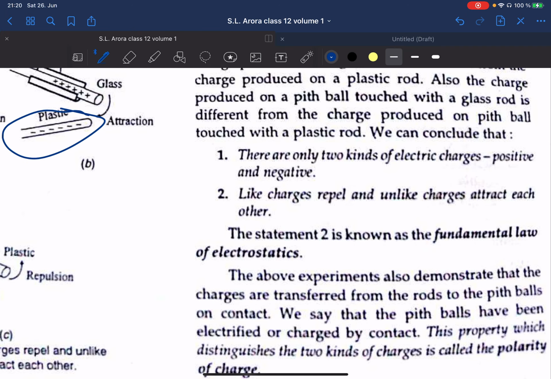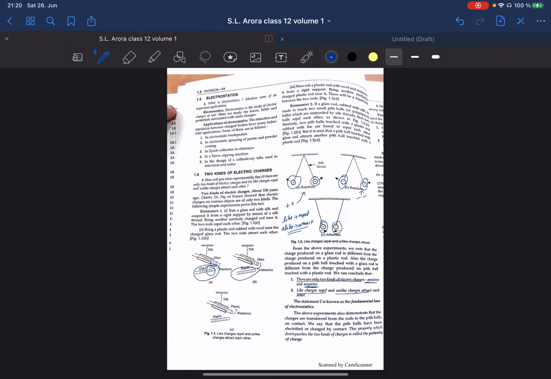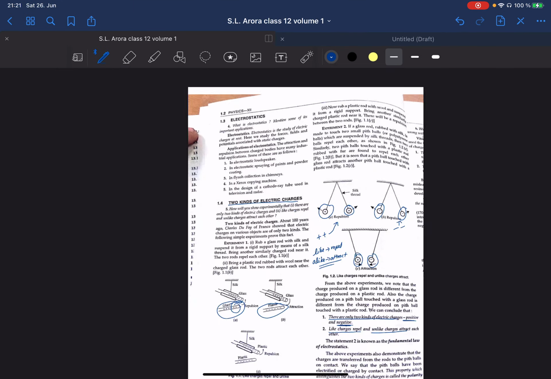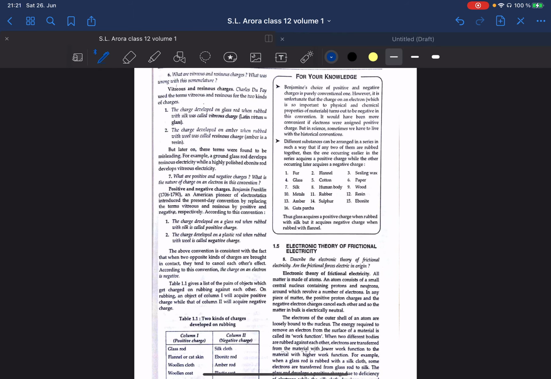So there are only two kinds of electric charges, positive and negative. Like charges repel and unlike charges attract each other. Those are the statements that we get from two kinds of electric charges. I hope that's also clear to you now.